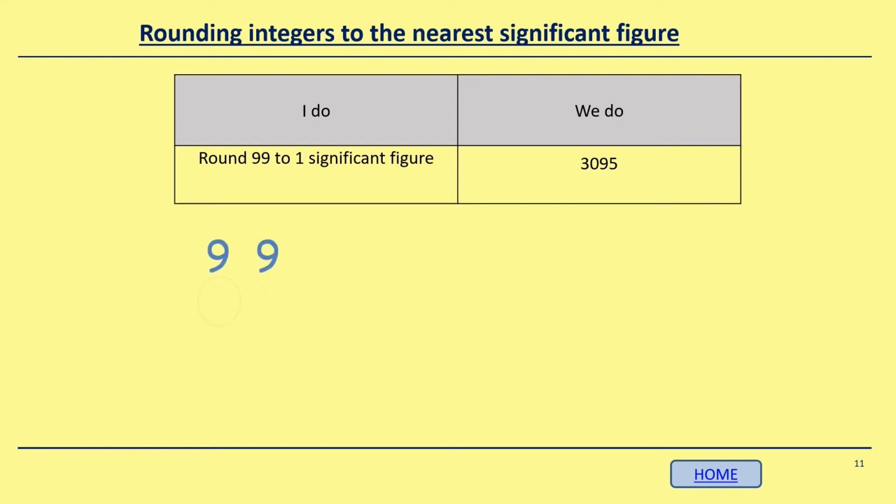I'm going to look at the 9. Because the next 9 is more than 5, it's going to go up. Now you might think, why is it 100? Because there's only one figure, but whether or not there's only one figure, 99 rounds up to 100. You have a go at 3,095 to 1 significant figure.